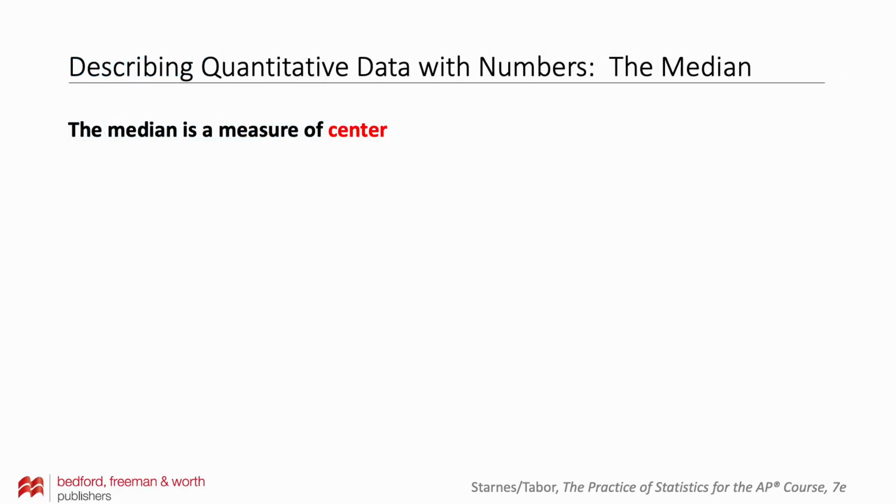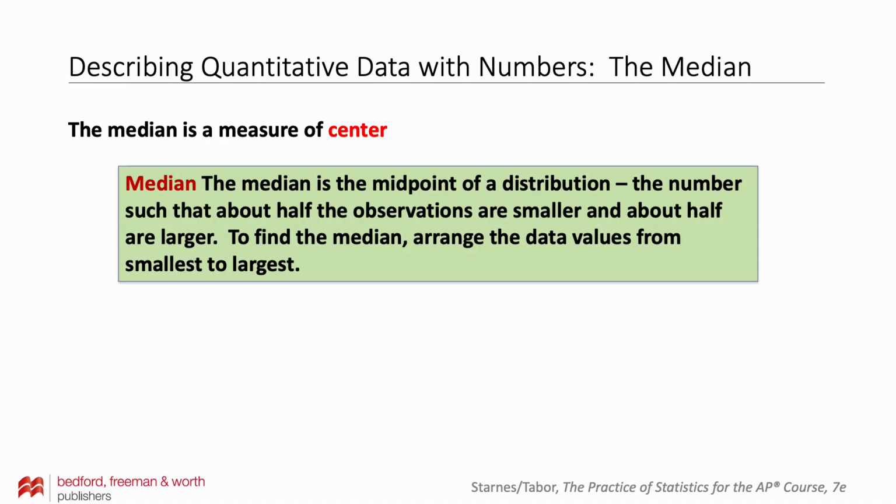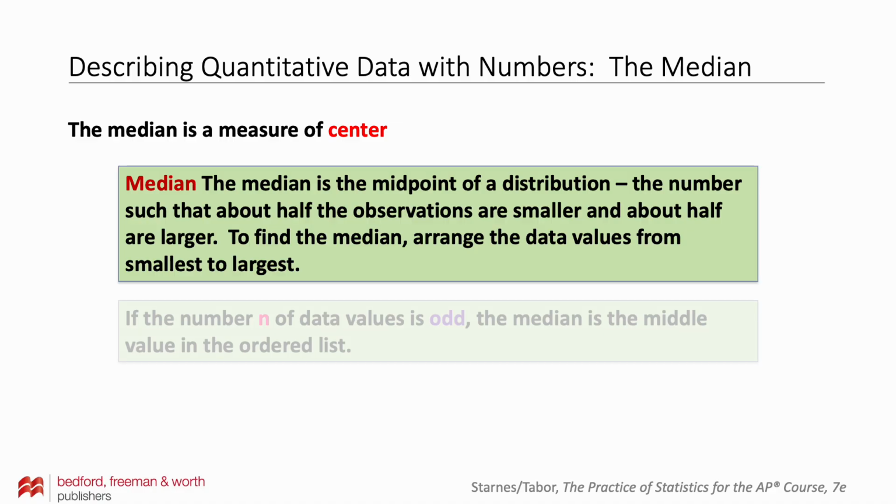So let's start with the median, the midpoint of a data set. If you line up your data from smallest to largest, the median is the value in the center. If there's an even number of data points, the median is the average of the two middle numbers. It's a measure of center that resists extreme values. So the median is resistant.